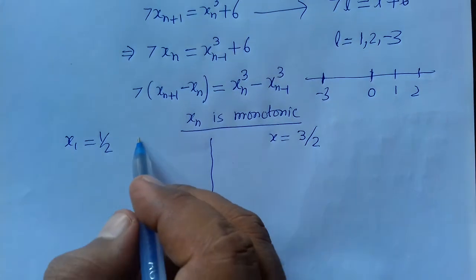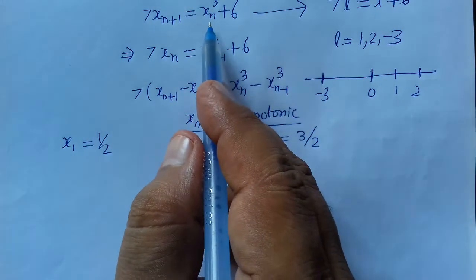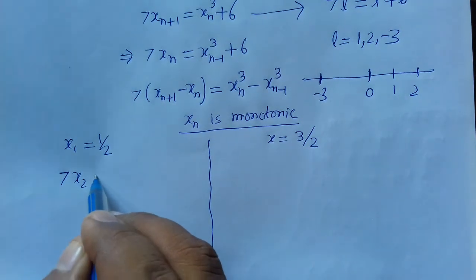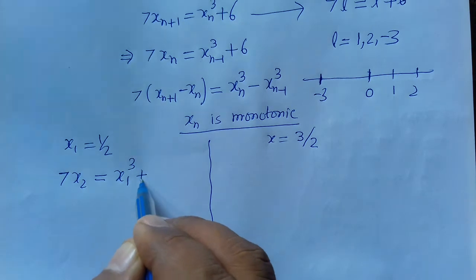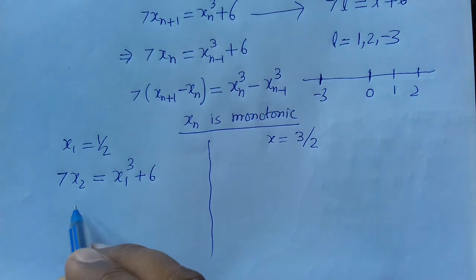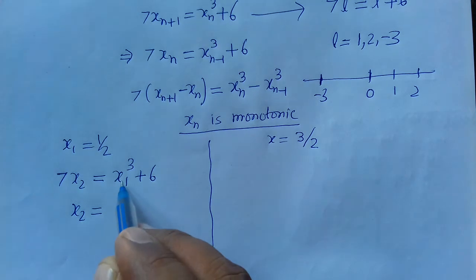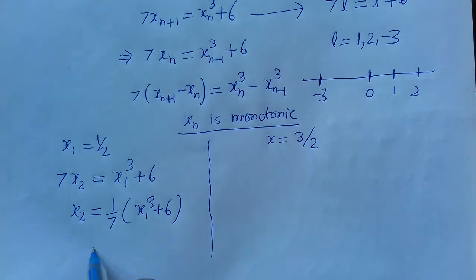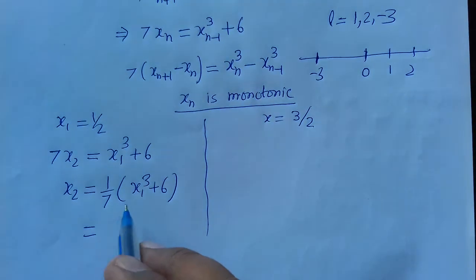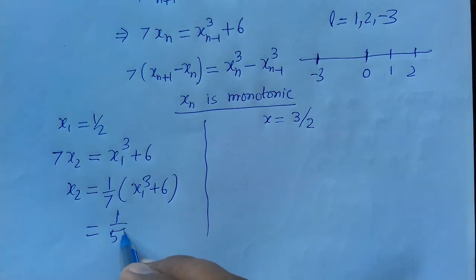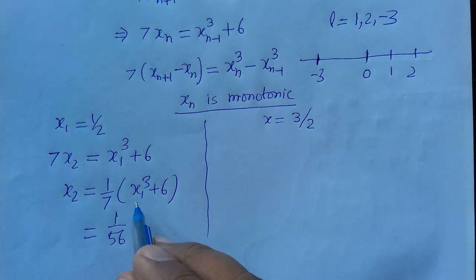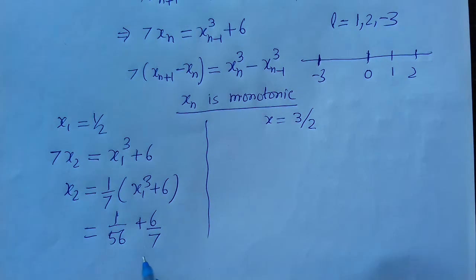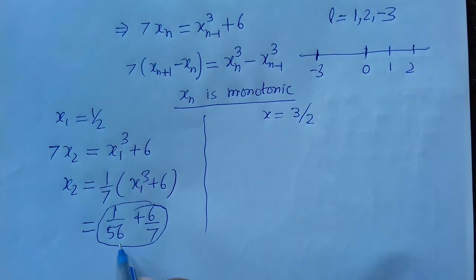Now for x1, if we put n equals 1 here, then this equation will be 7x2 equals x1 cube plus 6. Now x2 will be 1 by 7 times (x1 cube plus 6). Putting x1 equals 1 by 2, we get 1 by 56, that is 1 by 7 times 1 by 8, plus 6 by 7. You see that this value is greater than half.